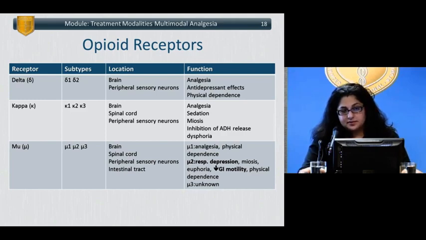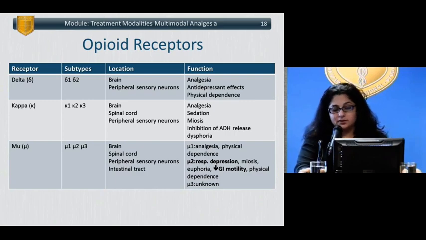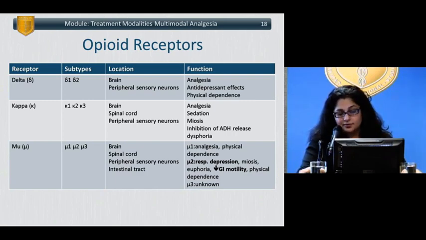Kappa, there's different subtypes as well. There's kappa 1, kappa 2, kappa 3, and those are found in the brain, peripheral sensory neurons, as well as spinal cord. And they provide analgesia, but also cause sedation, miosis, and inhibition of antidiuretic hormone, ADH, as well as dysphoria. Mu receptors, there's the mu1, mu2, and mu3.